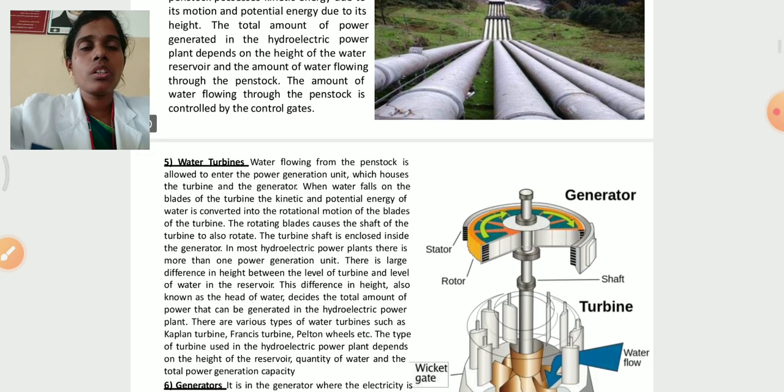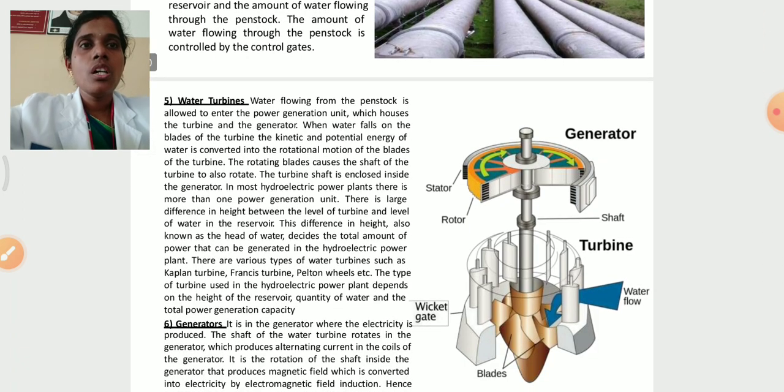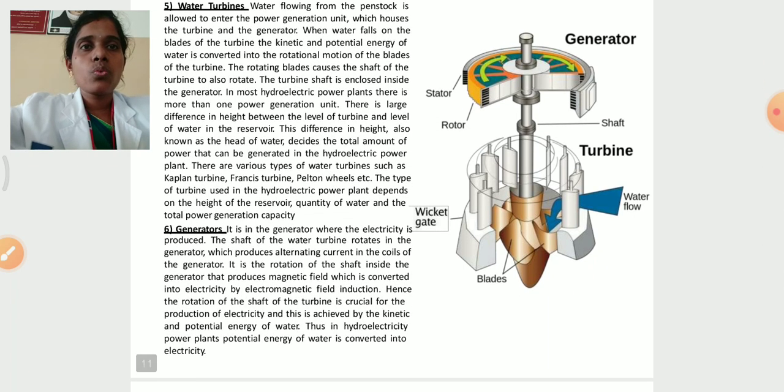The next component is the water turbine. The water flowing from the penstock is allowed into the power generation unit, which houses the turbine and the generator. Next is the generator, where electricity is produced.